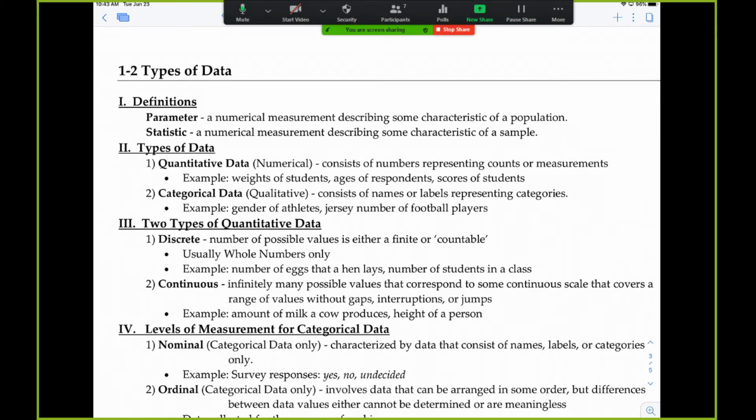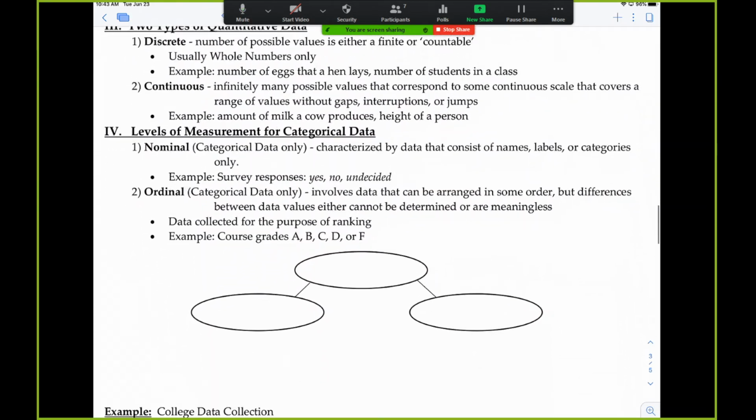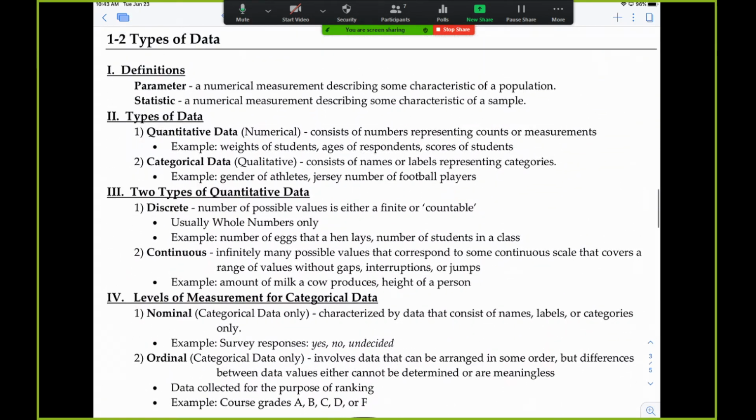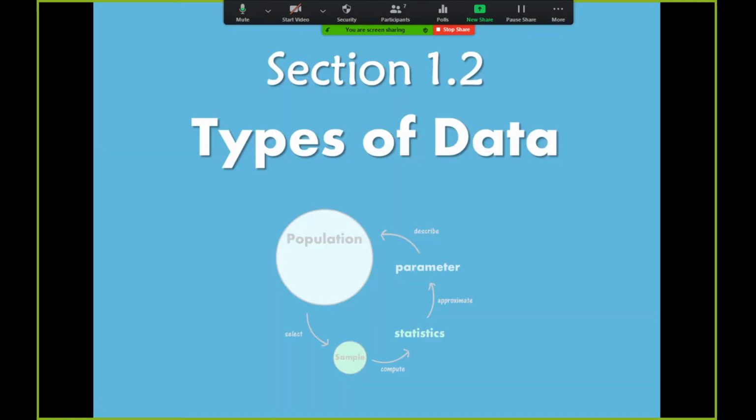So in this video, this is section 1.2 of chapter 1, types of data. Again, refer to these notes and these definitions while I'm working these problems out. All right, so section 1.2, types of data.